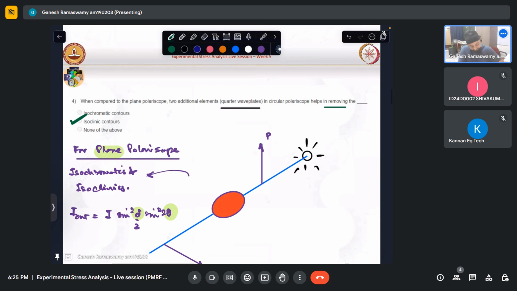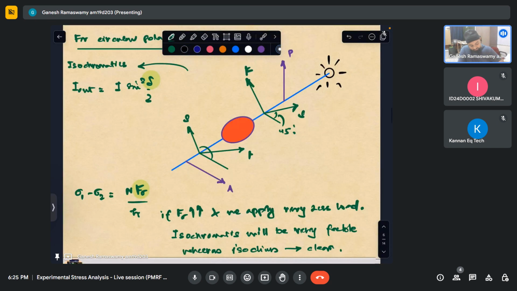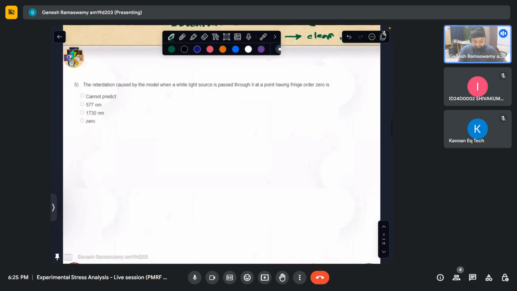Okay. So let us look at the next question. The retardation caused by a model when a white light source is passed through it, at the point having fringe order 0, is how much is what is asked.